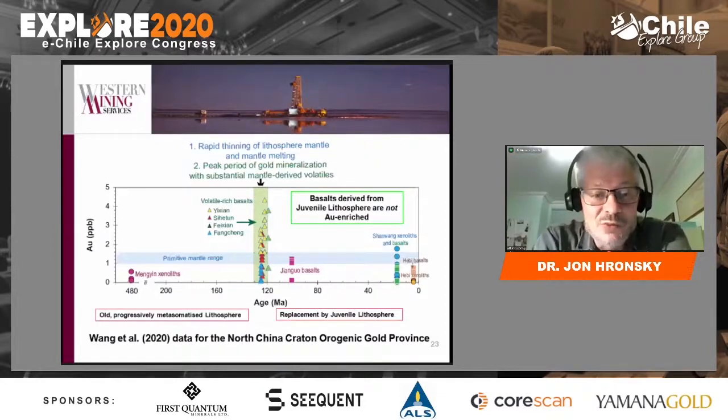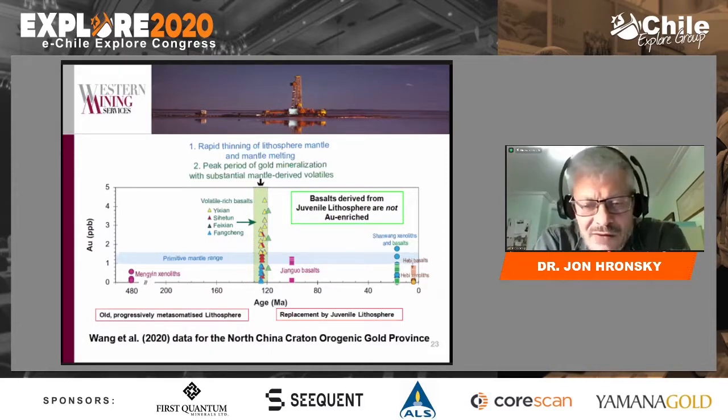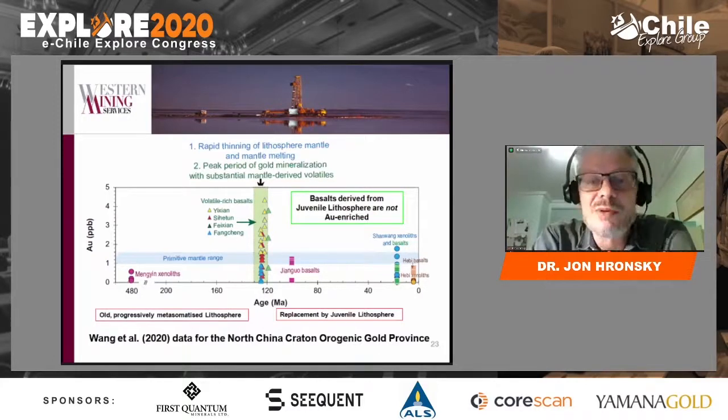Here's some really nice recent work from Wang et al. from North China, which is a very interesting laboratory for understanding these processes. And what they demonstrate is that there's a major event that occurs at 120 Ma where there's significant delamination of old metasomatized lithosphere. The basalts that are extracted at the beginning of the event at that time are quite enriched in gold, and that's also the peak period of gold mineralization with substantial mantle-derived volatiles. So not surprisingly, in the context of our model, that's the time where the gold deposits form.